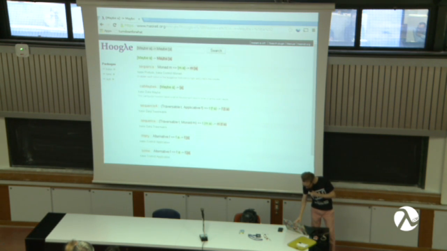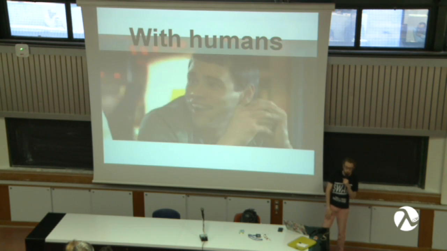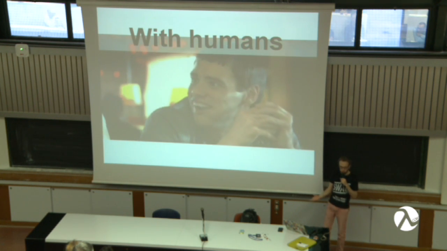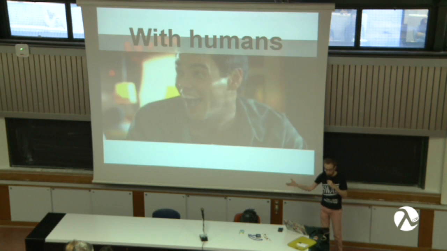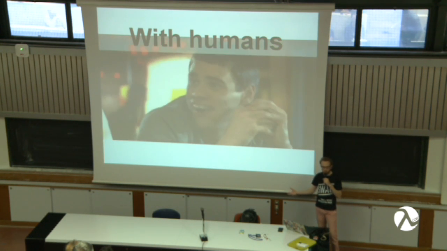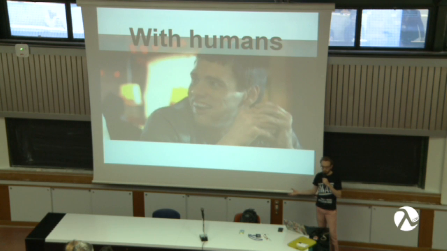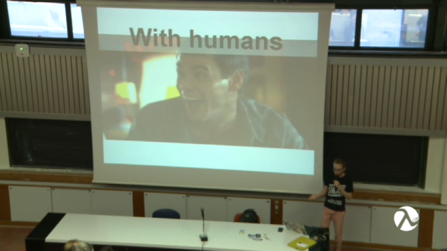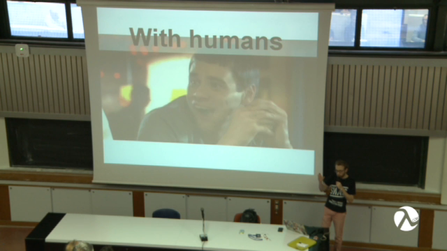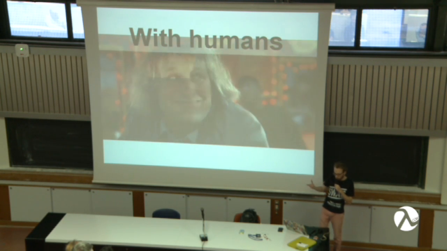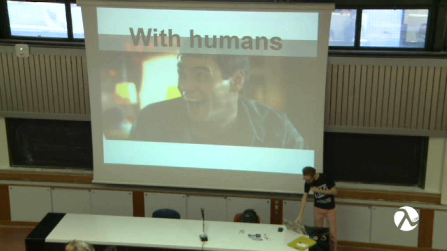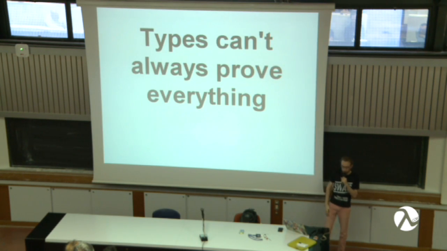But types are very effective to work with programs and machines, and they're also very useful to communicate with humans, and that's why we can use types in untyped languages. It won't give you any help from the compiler, but it will allow you to have a clear and concise way of talking with the rest of your team. So, we know types can't always prove everything, but that's okay.